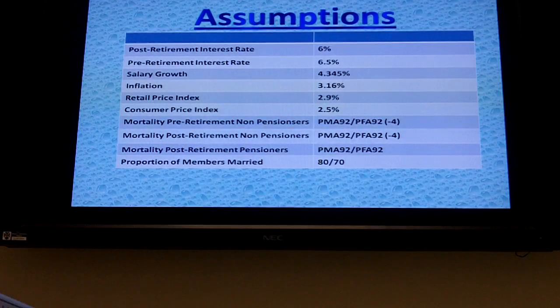We used the PMA 92 and the PFA 92 based actuarial calculator for mortality pre- and post-retirement non-pensioners. We used these as they are an appropriate set of mortality tables. However, due to major improvements in healthcare since 1992, people are living longer, so they are rated at -4. For mortality post-retirement pensioners, we again used the PMA 92 and the PFA 92 tables. However, this time we did not use a rating, as although there is an improvement in healthcare, the pensioners are of a much older age and this will not affect them majorly. We assumed the proportion of members married to be 80% for males and 70% for females.